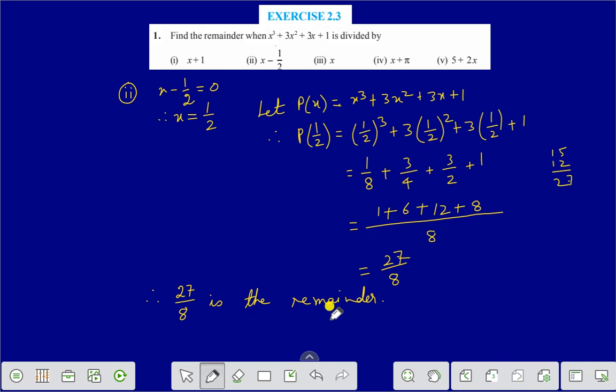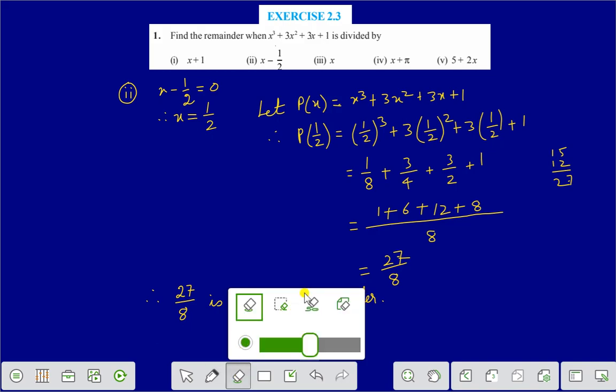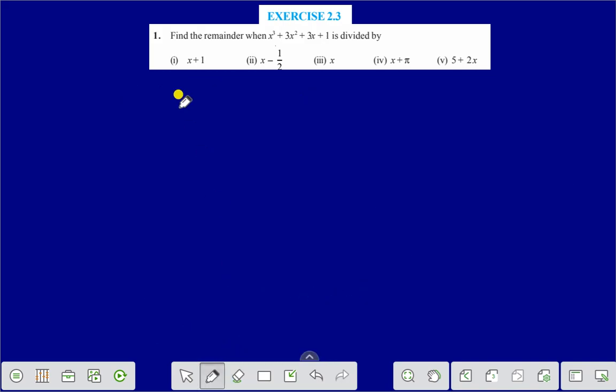Let us solve question number 3. Question number 3 is x.